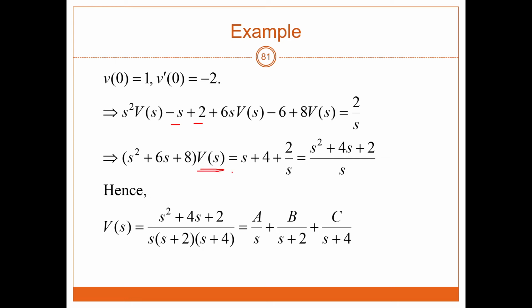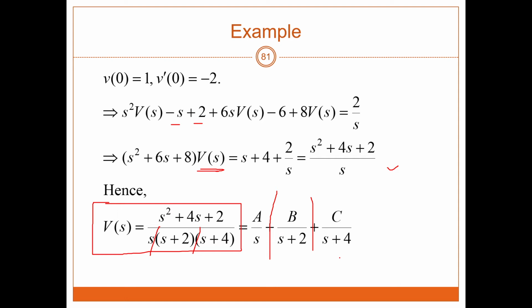Okay, V(s), so you factorize the s. And here at the right side, you rearrange and then you will get these equations. Now, to convert it into the time domain, you have to convert it part by part: A over s plus B over s plus 2 plus C over s plus 4.